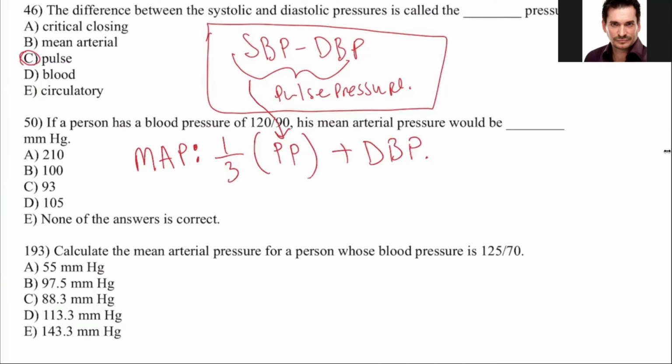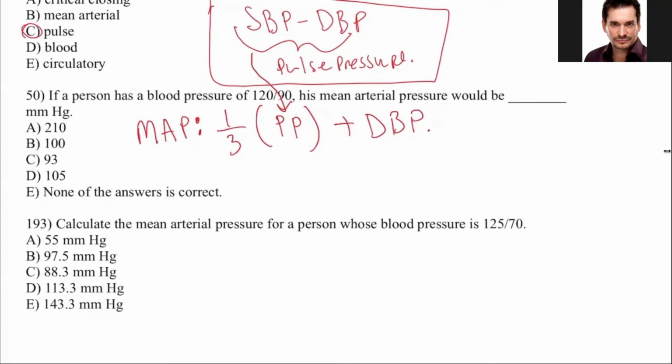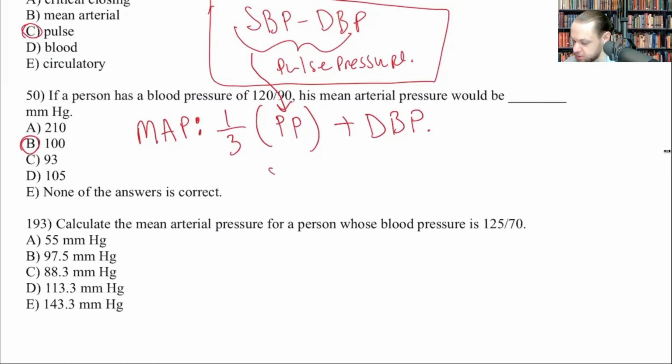So yeah, that one's easier too. So it would be B, 100. Yeah, 100. So a third of 30 is 10 plus 90 is 100. That is correct. So if we did this formula, right, systolic blood pressure minus diastolic blood pressure, we said 120 minus 90, which is 30, right? 1/3 of 30 is going to be 10, right? And then the diastolic blood pressure we see is 90 here. So 10 plus 90 equals 100.